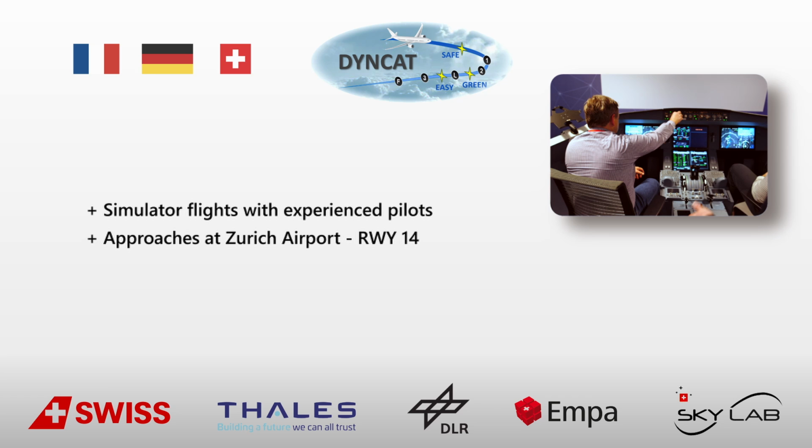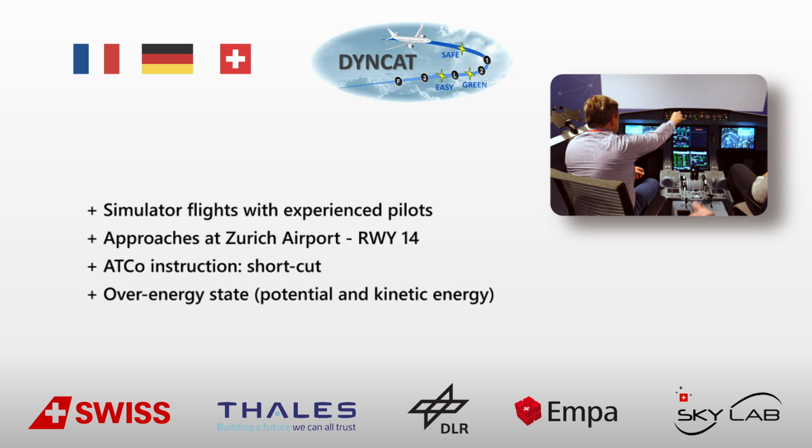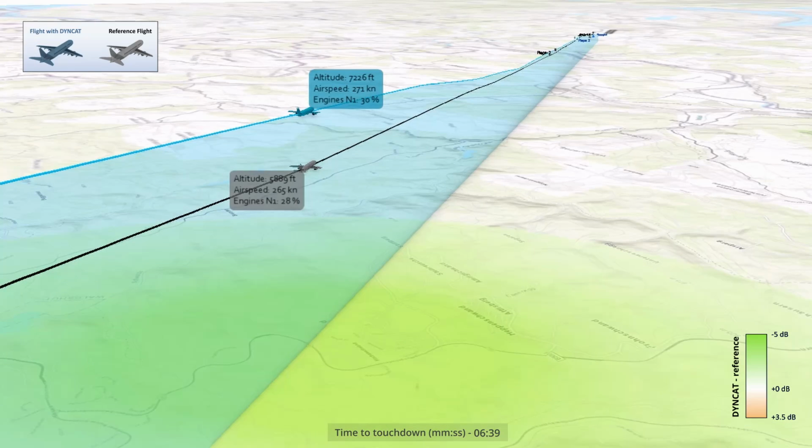In the following, we show a very specific situation where the pilots were forced by the air traffic control to make a shortcut during descent and are situated in an over-energy state, meaning that the aircraft has excess potential and kinetic energy, which has to be dissipated during the approach, without generating unnecessary noise and burning more fuel. We have simulated two exemplary flights, one with the use of the DYNCAT functions in blue, and a reference flight in gray, without the support of DYNCAT.